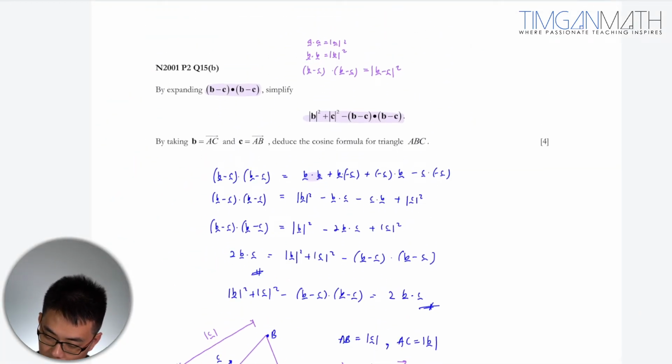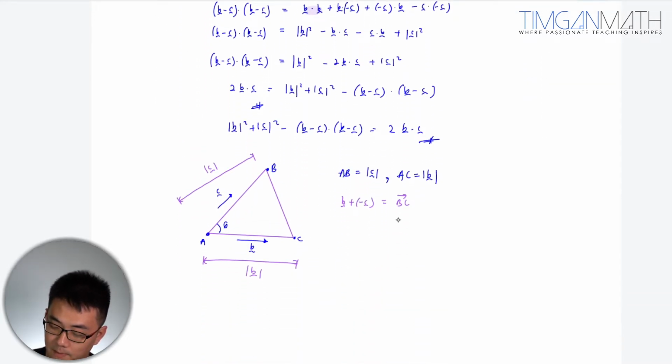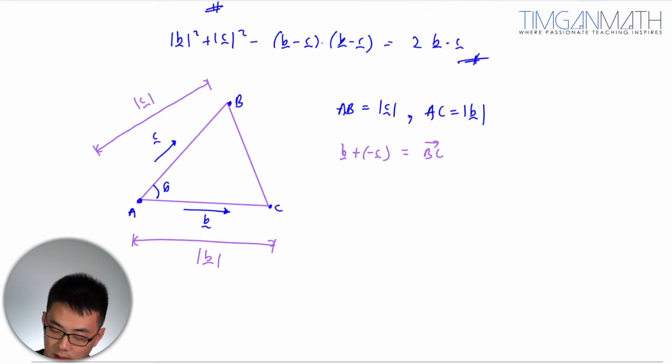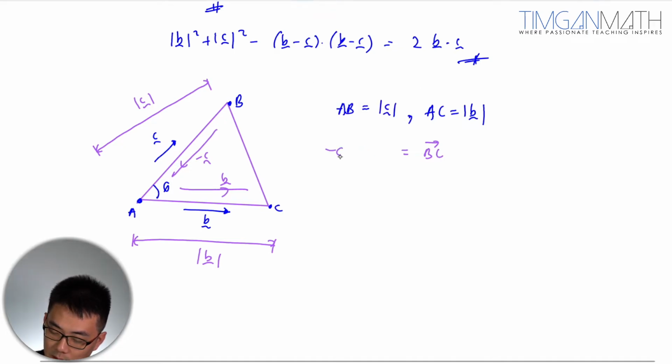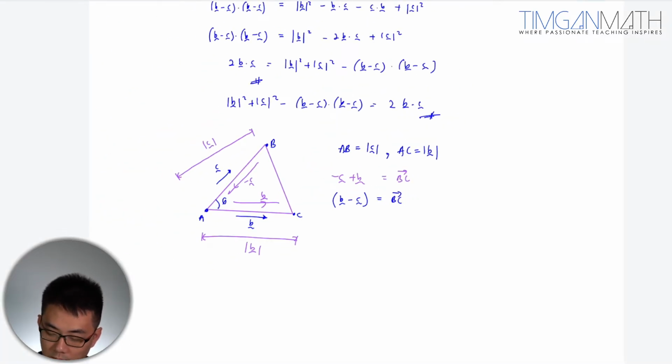Am I right? A to B is C. A to C is B. Okay, great. So yes, B minus C is actually just this opposite direction, minus C plus B. So minus C plus B is BC. So in other words, we have got B minus C is equal to BC. Okay, that is the very important part.